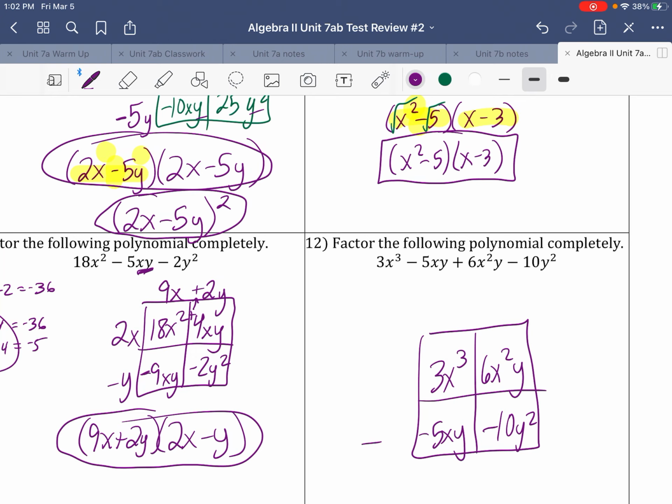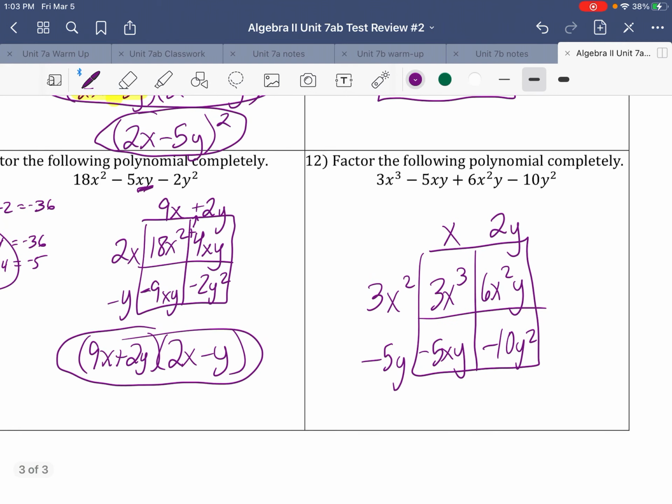Greatest common factor of bottom row is negative 5y. Top row, 3x squared, okay. First column, x, last column, 2y. We have positive 6, so that's a plus 2, so x plus 2y, and 3x squared minus 5y. Look at each individual factor. Can we factor it further? There's no exponent, nope, and the binomial has a plus, so no.